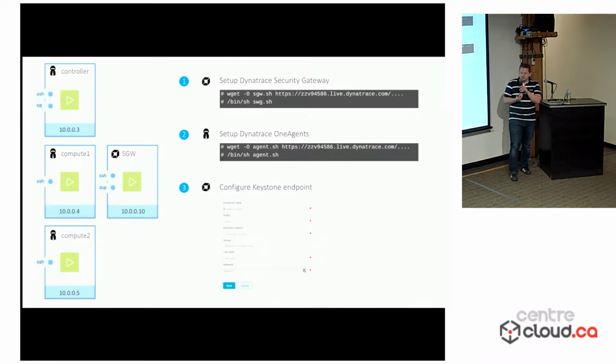And this is how the setup looks like. So the same example, a three-node OpenStack cluster with the OneAgent installed, which is actually pretty easy. And here is the fourth node with the security gateway, which you install with the execution of one shell script, which you get from your account. The same goes for the OneAgent on the compute and controller nodes. And then you only need to configure one Keystone endpoint to actually monitor all of your OpenStack components there.